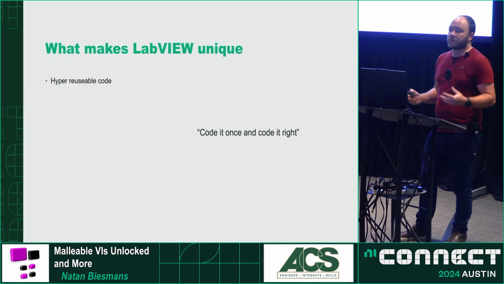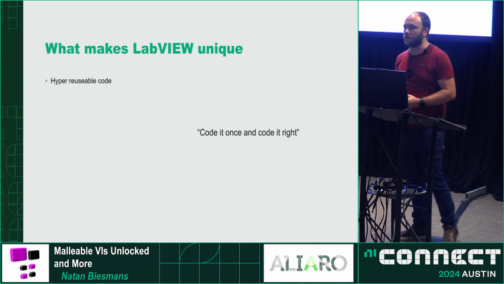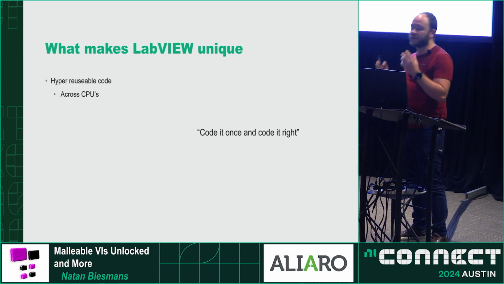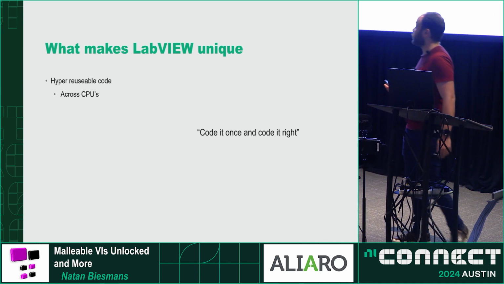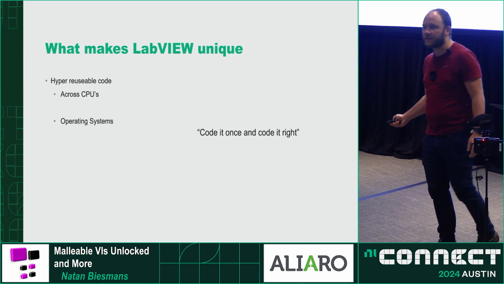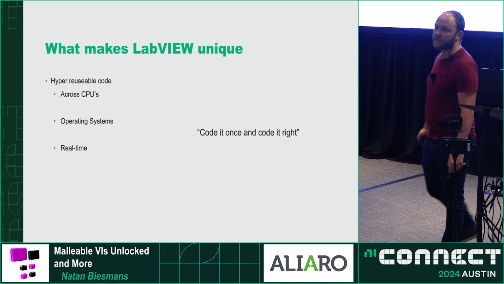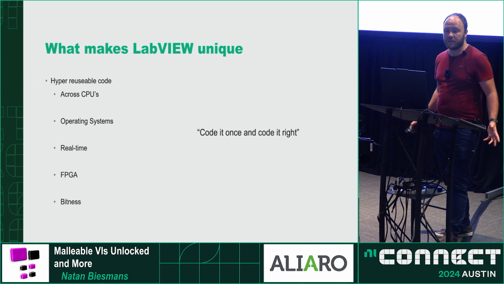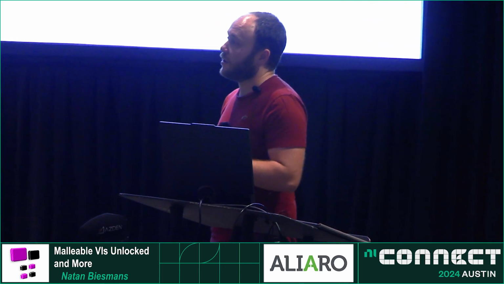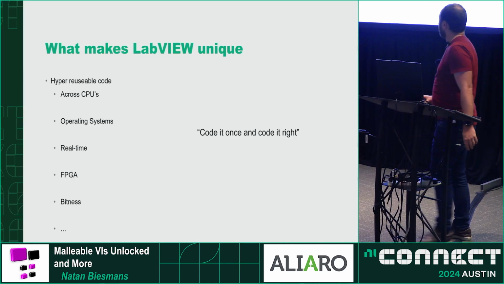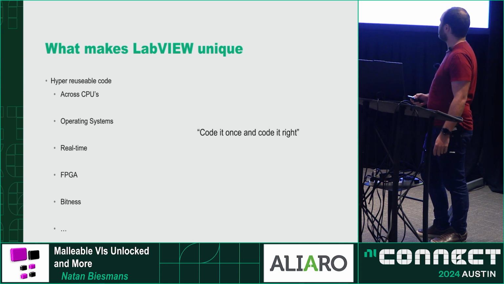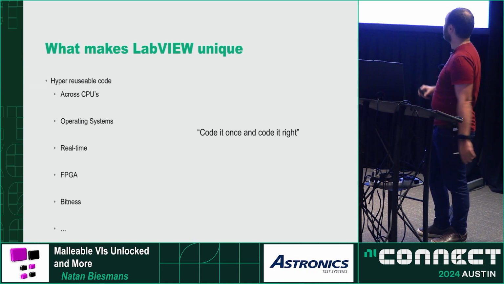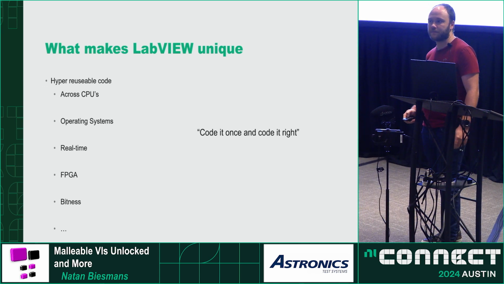Now, another thing is we can create hyper-reusable code. A single VI can be made so that it can run across multiple CPU types, multiple operating systems. It can run on a real-time system, even on FPGAs, no matter the bitness. So what that means is, if we design a VI well, we only have to create it once. I used to call it code it once and code it right, but I recently decided I prefer it switched around. Code it right, and you only have to code it once.